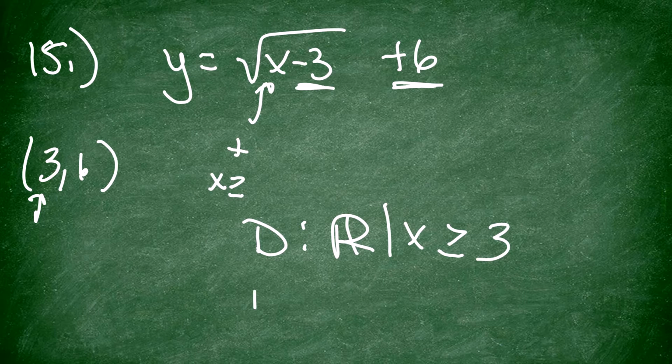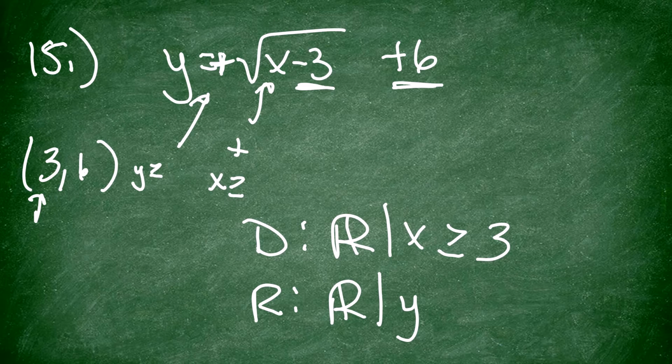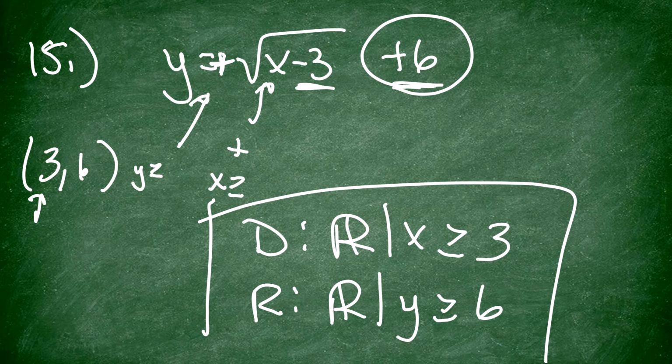This time it's 3. Range, all the reals such that y, because that's positive right there, I put y is greater than or equal to. This time it's k, which is 6. And that's it. That's how you do that without using any graphs or any XY charts or anything. You don't need any of that. And that's it for 15.